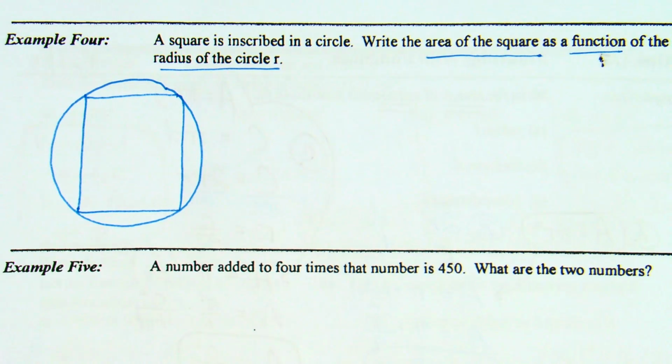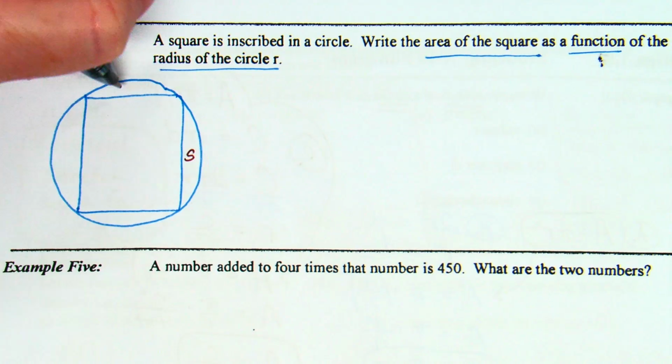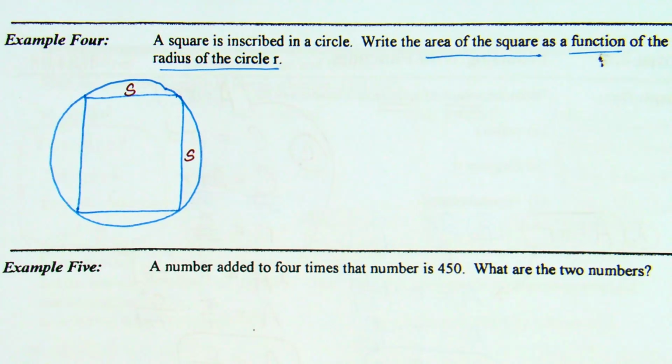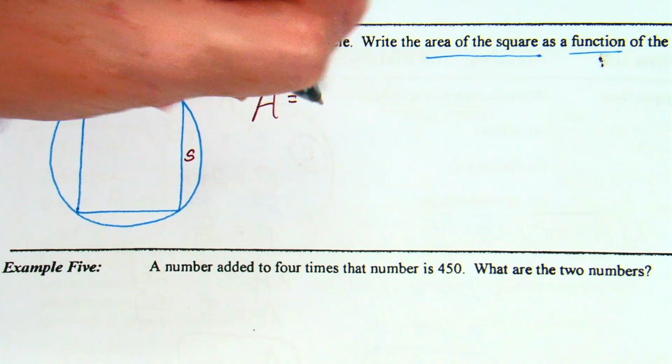So first of all, let's talk about what is the area of a square. Length times width. Common math notation is the side of a square we call S. If the side of a square is S, that means all four sides are the same, right? So what's the area of the square then? Area is S times S, which is S squared.